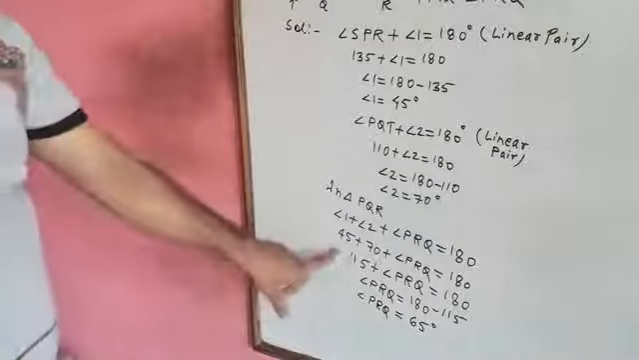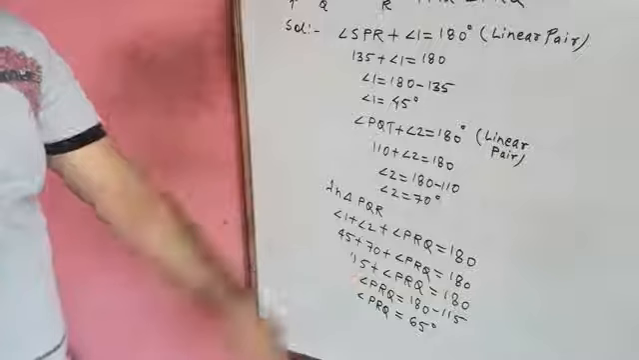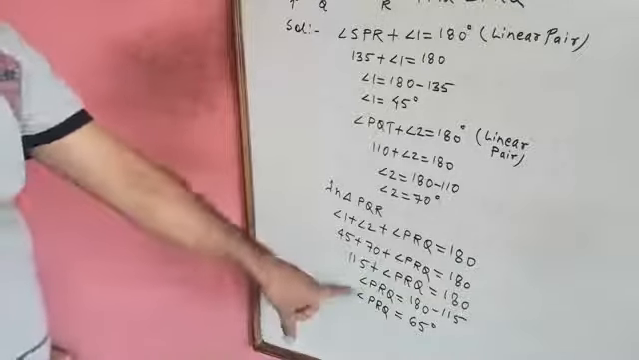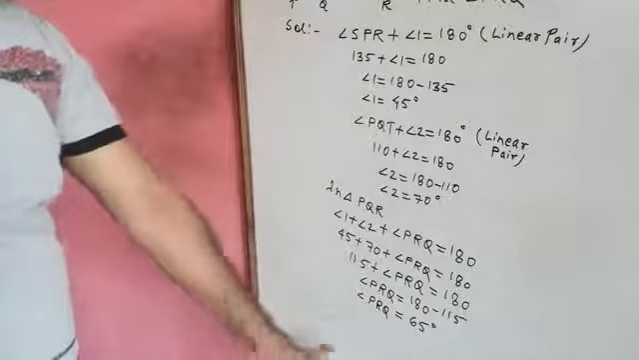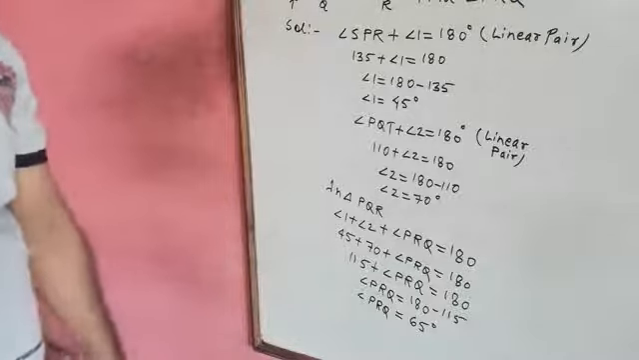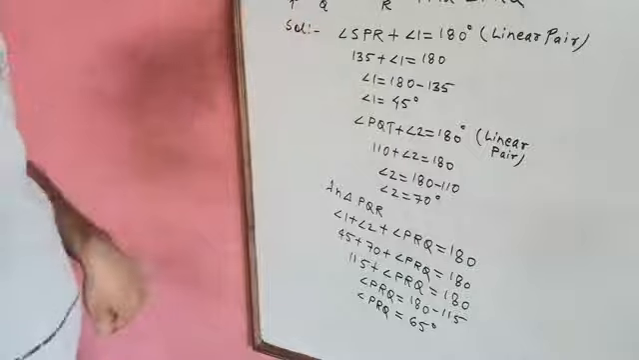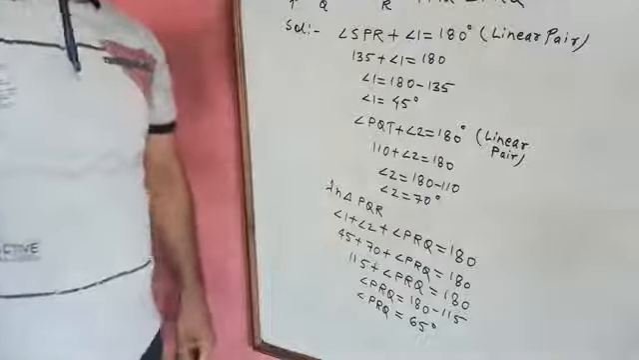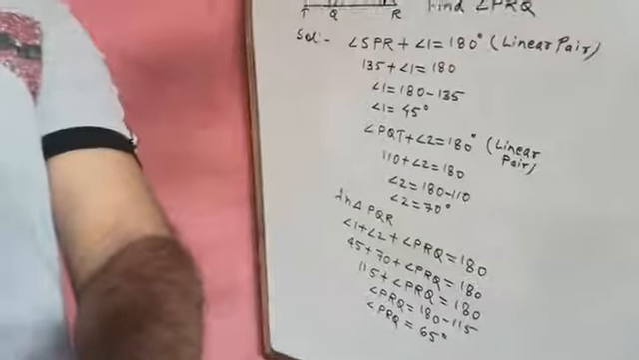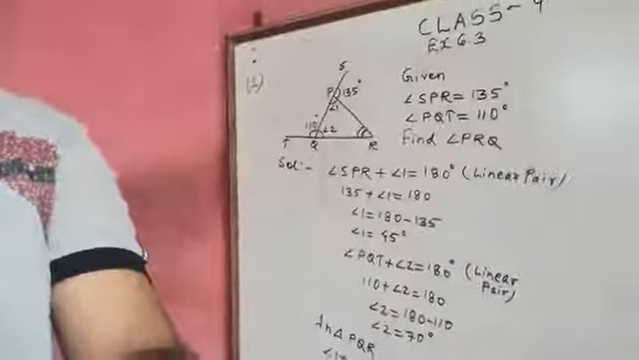So 45 plus 70 is 115, plus angle PRQ equals 180 degrees. So PRQ will be 180 minus 115, which is equal to 65 degrees. So we got the value of angle PRQ by solving this question using the concept of the linear pair.